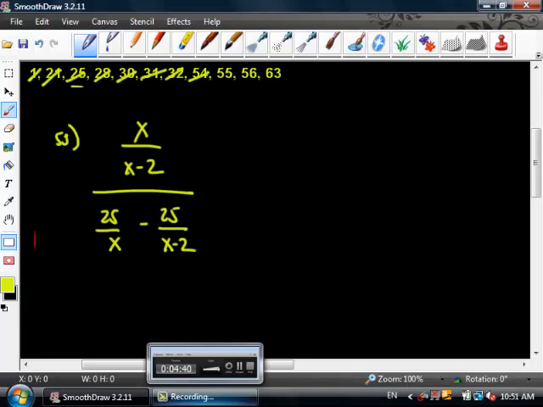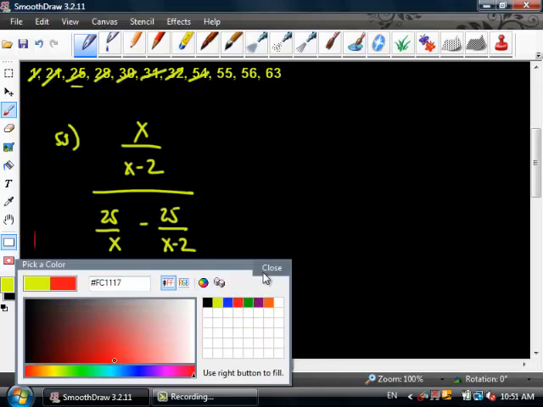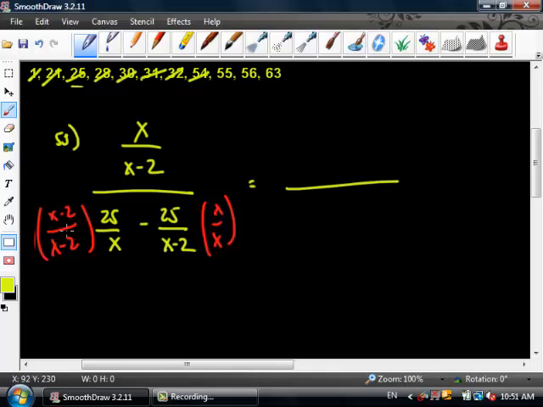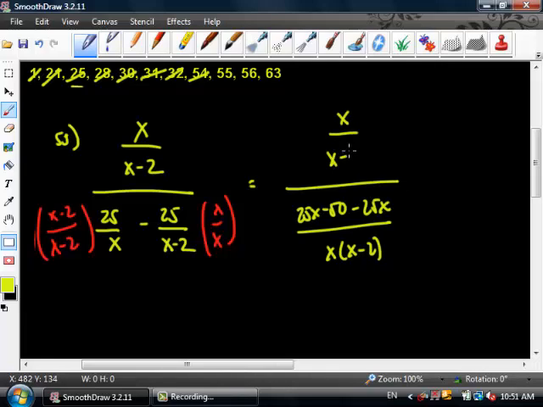Okay. So same type of problem. What's my common denominator on the bottom? Nate. x times x minus 2. So this needs an x. This needs an x minus 2. So on the bottom, you're going to get 25x minus 50 minus 25x all over x times x minus 2. And then you get an x over x minus 2 up top. 25x's are going to go away, so you end up with negative 50 over this thing.